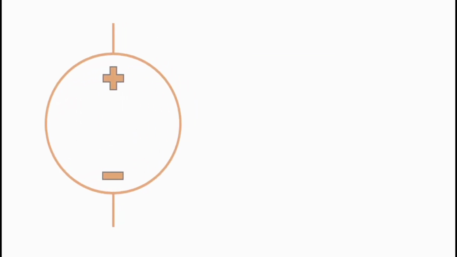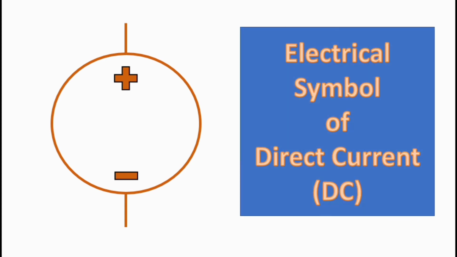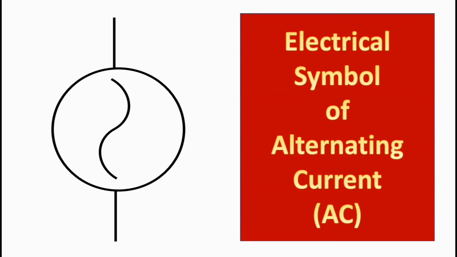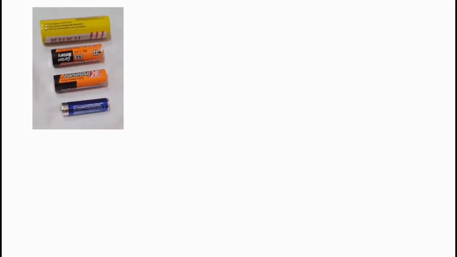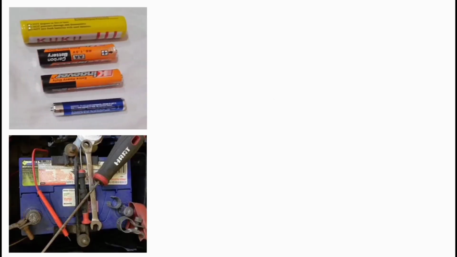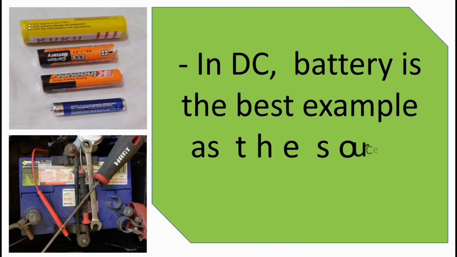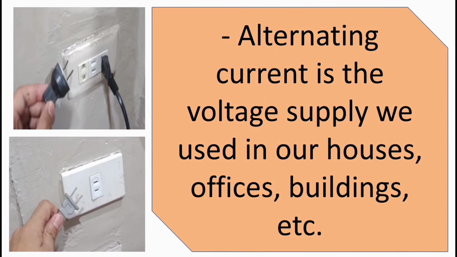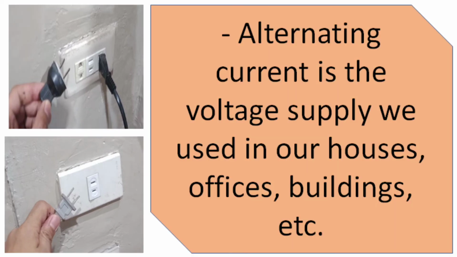Next, this is the electrical symbol of direct current or DC. And this is the electrical symbol of alternating current or AC. In DC, a battery is the best example as the source of voltage supply. And alternating current is the voltage supply we use in our houses, offices, buildings, etc.